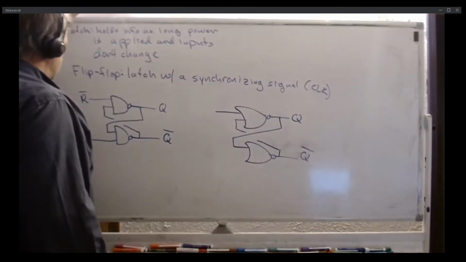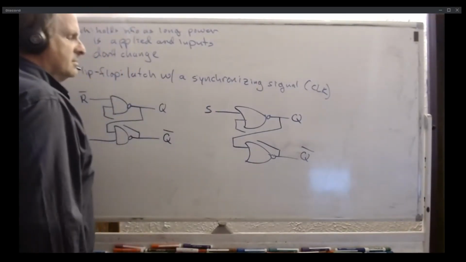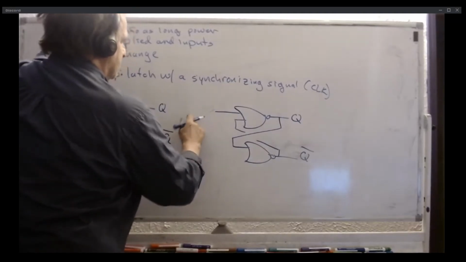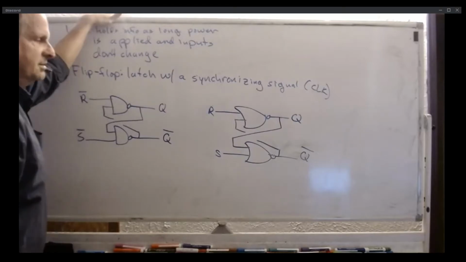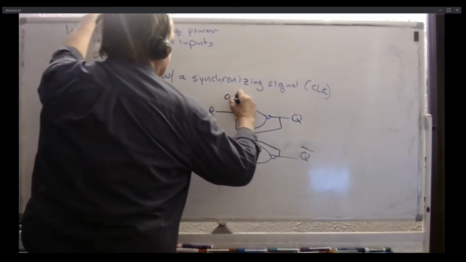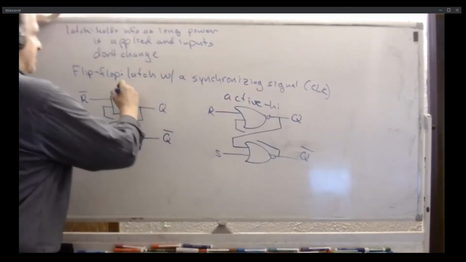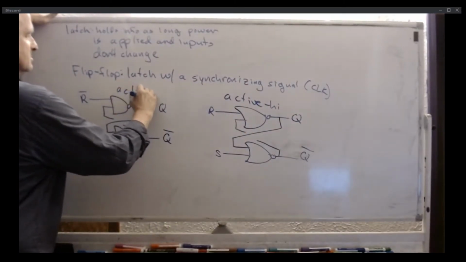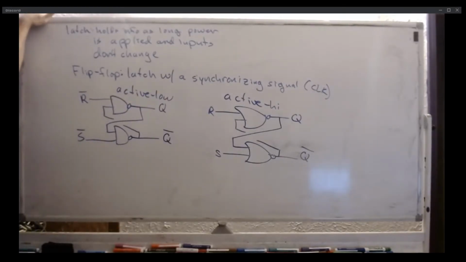So this time we have S up here, right? No, we don't. We have R up here and S down here, right? Yeah. This is active high. This is active low. Okay. And these are in your notes, and whatever's in your notes is correct.